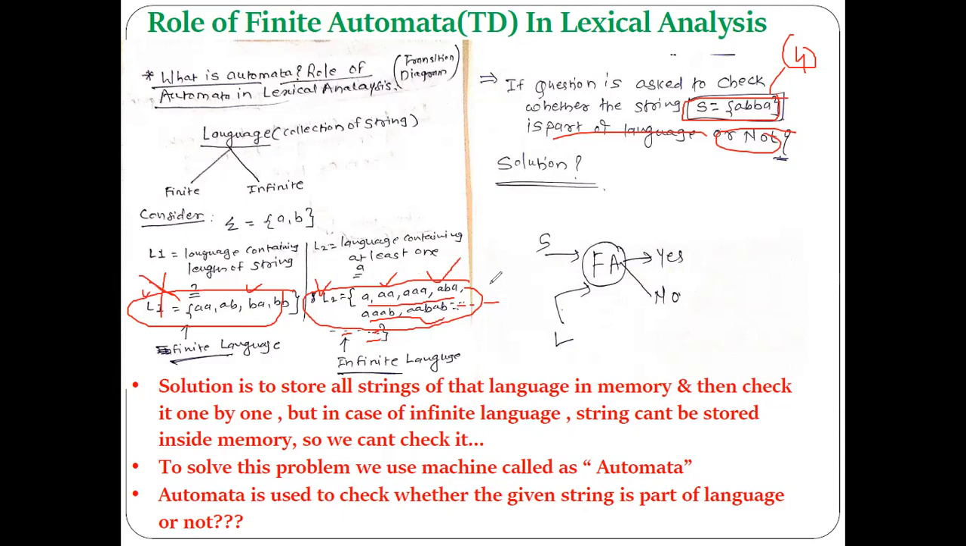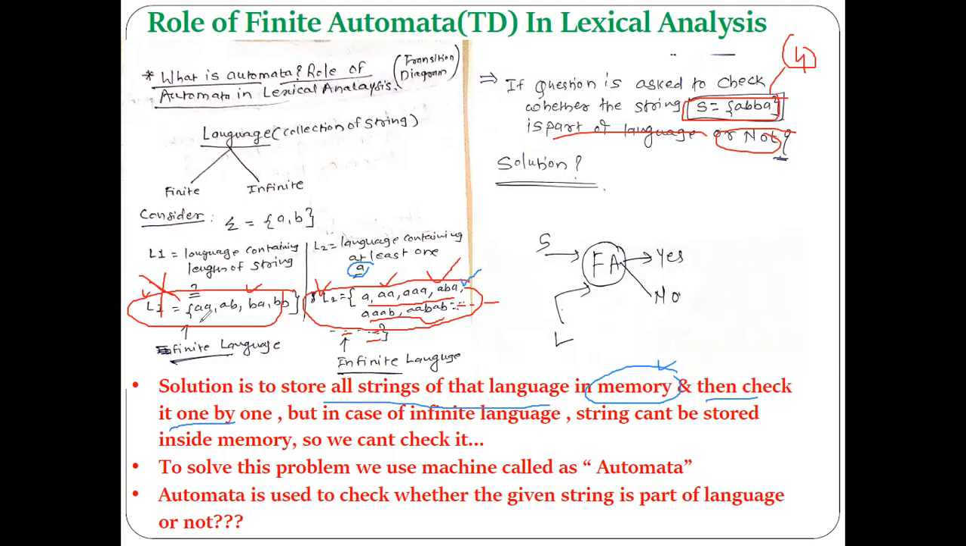Now, how can we get the solution for this, to check whether this string ABBA is part of this language or not? The solution can be this: we have to generate all the possible combinations of strings with at least one A, and we have to store those strings of that language in memory. Then, after storing the possible combinations in the memory, they can be checked one by one.